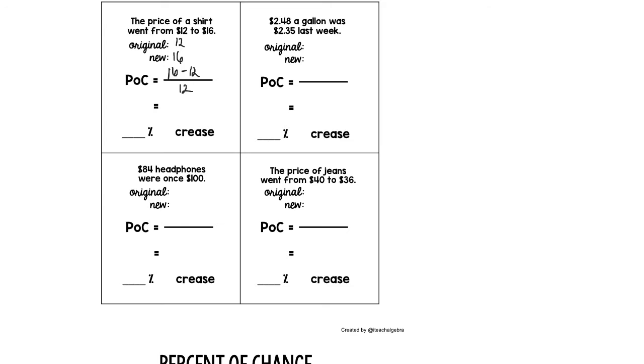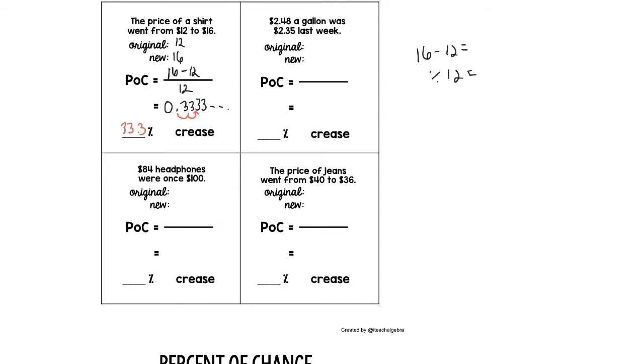We can use a calculator for this: 16 minus 12 divided by 12. You want to do 16 minus 12 equals, and then whatever that is divided by 12 equals, and that will give you 0.3333 repeating. So for a percent, we take this decimal and move it 2 places to the right, and that gives us 33.3%.